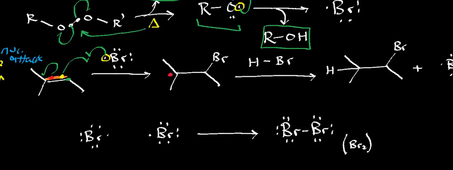Now the question is, why didn't the red electron couple with the bromine and the yellow one end up on this carbon right there? Why not? In other words, that would have been Markovnikov. Why doesn't that happen? Well, it has to do with the mechanism.